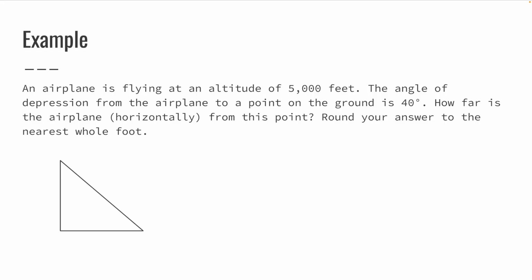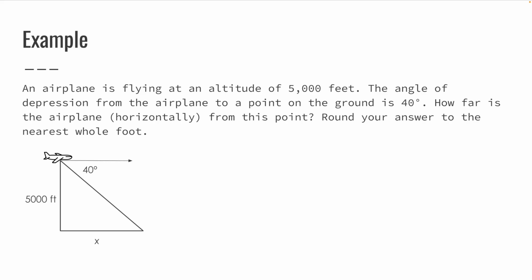So let's try and draw this out. Again, we'll start with just a basic triangle. And here is my airplane. It's flying at 5,000 feet. The angle of depression from the airplane to the point on the ground is 40 degrees. And a lot of us want to put this angle here as 40 degrees. However, remember, the angle of depression has to start at a horizontal line. So this is actually 40 degrees.